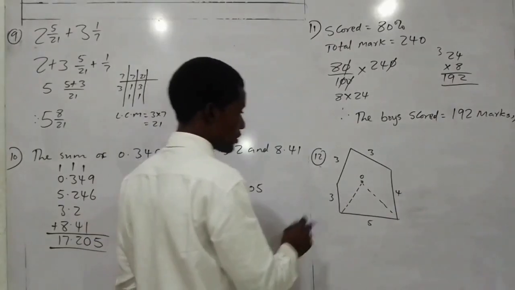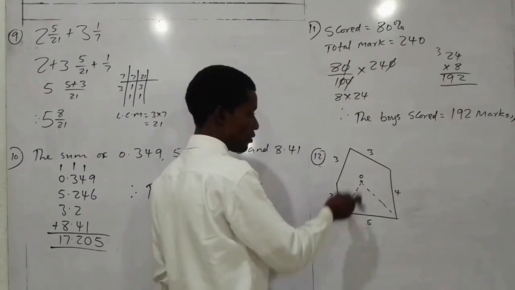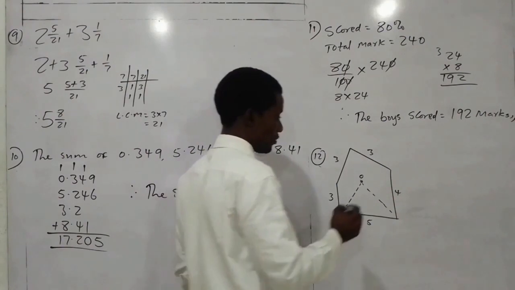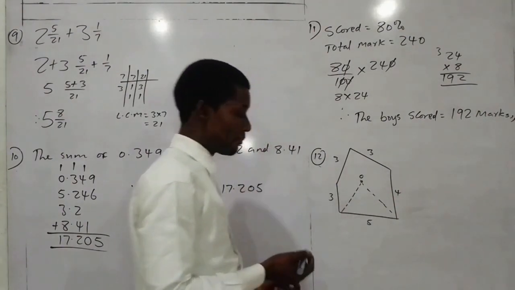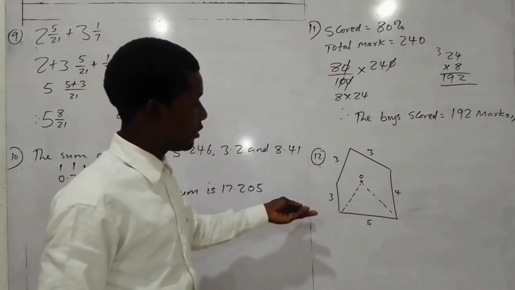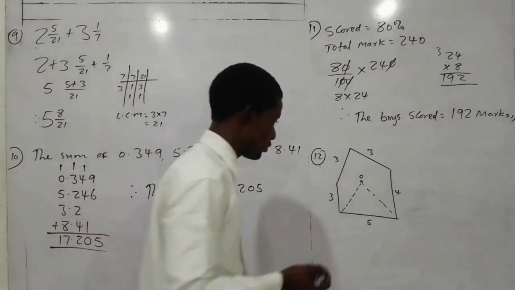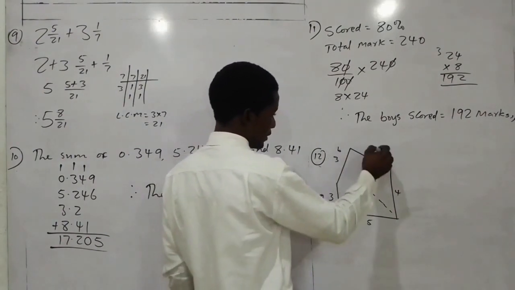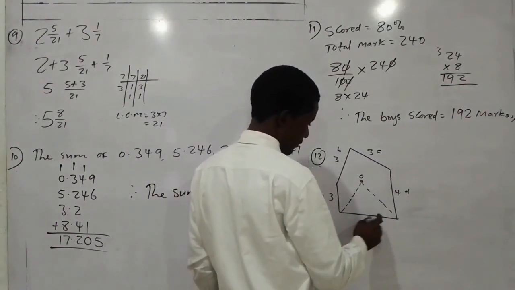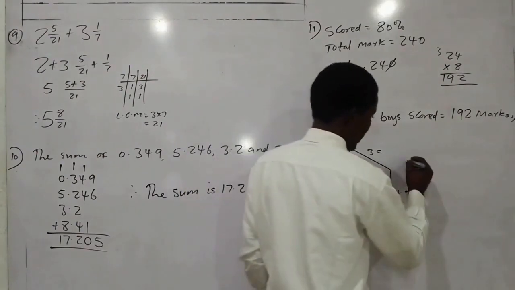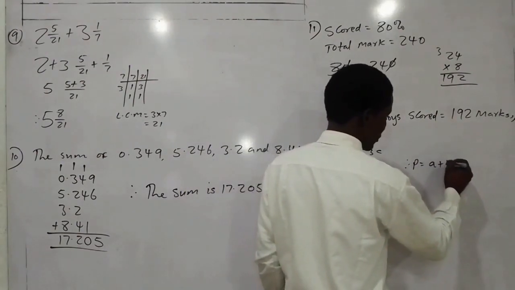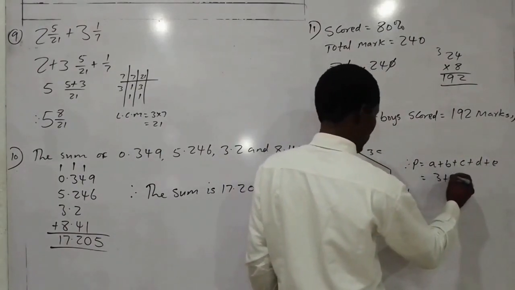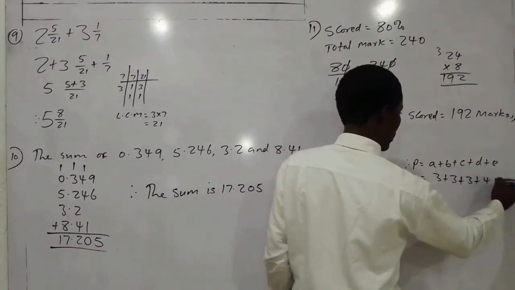The perimeter of this diagram: this shape is called a pentagon. Any shape with 5 sides and 5 corners is called a pentagon. Now, we want to find the perimeter. We all know that the perimeter of a shape is the sum of all the sides of the shape. So we can name the sides A, B, C, D, E. Therefore, my perimeter will be A plus B plus C plus D plus E. That will be 3 plus 3 plus 3 plus 4 plus 5.